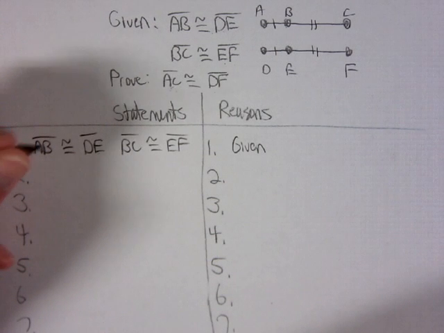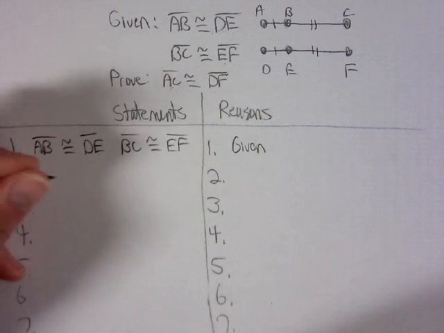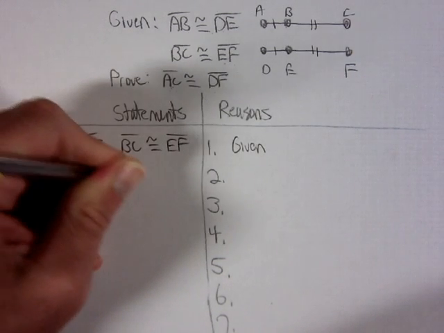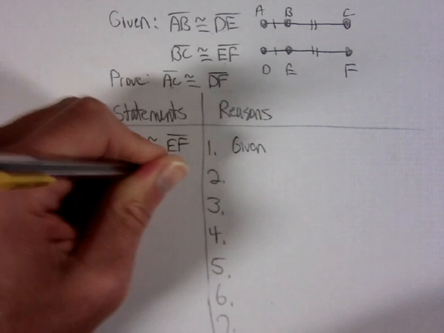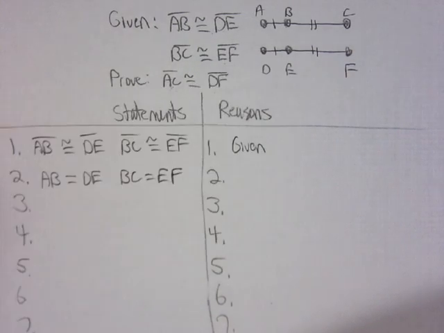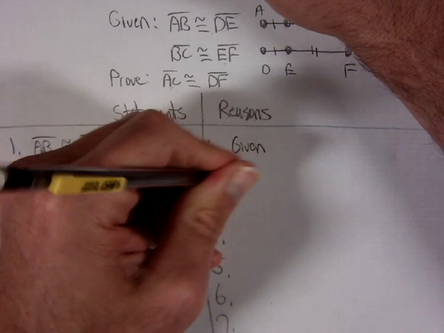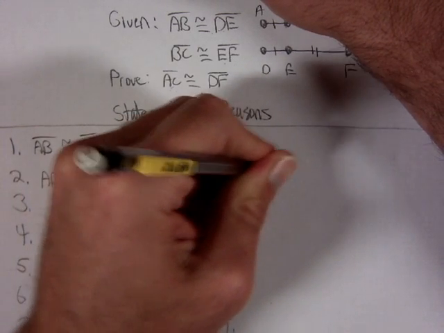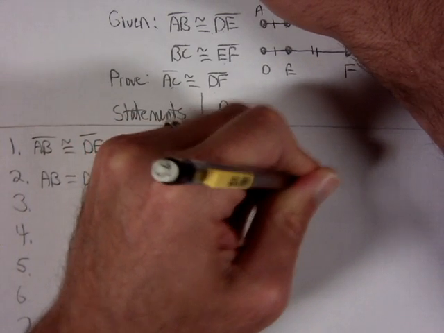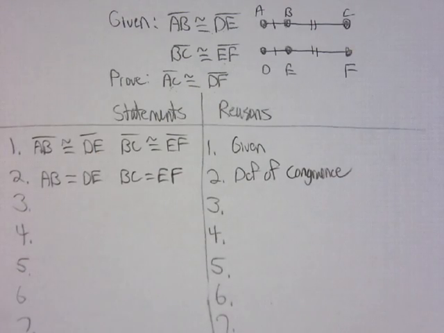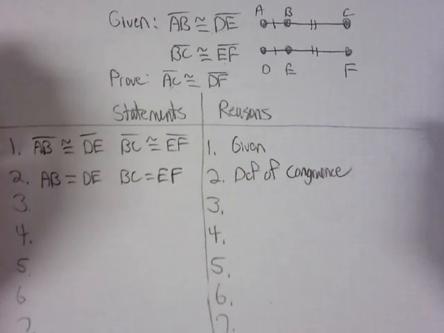So if segment AB is congruent to segment DE, then that means the length of AB is equal to DE, and the length of BC is equal to EF. So what did I do? I just changed these from congruent to equal. And I can do that by the definition of congruence. Okay? All right, so now, let's see, what else can we get here?